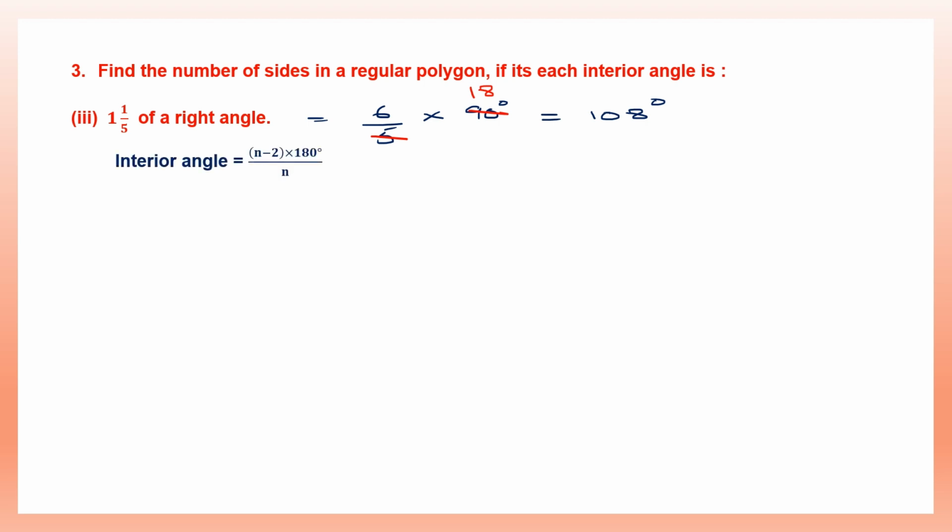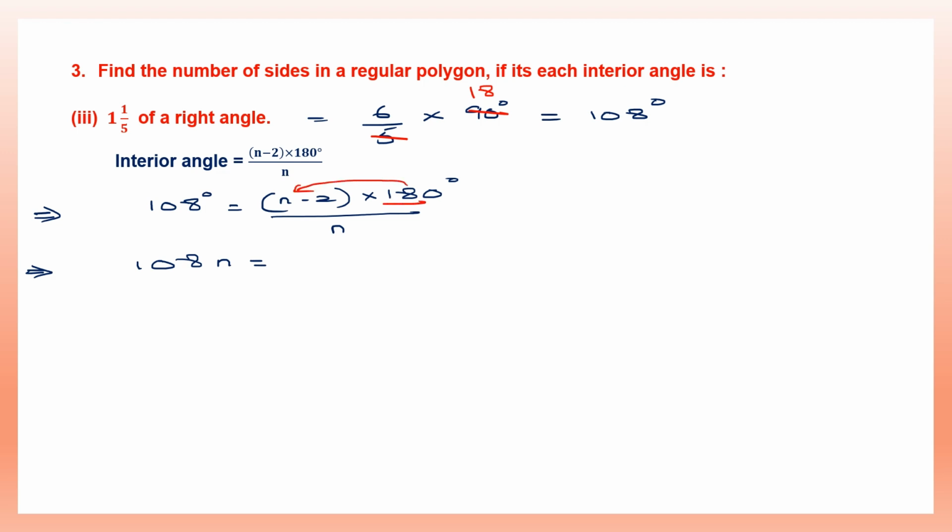Now let's use the formula. The formula is this. So let's start. Interior angle is 108, and this is equal to (n minus 2) into 180 degrees divided by n. So let's do this now. 108 into n is 108n, which is equal to 180 into (n minus 2). Now it should become easier for your children because we are doing it repeatedly. So 180n minus, now multiply this into 2, so minus 360. Now let's bring all the n's to one side.